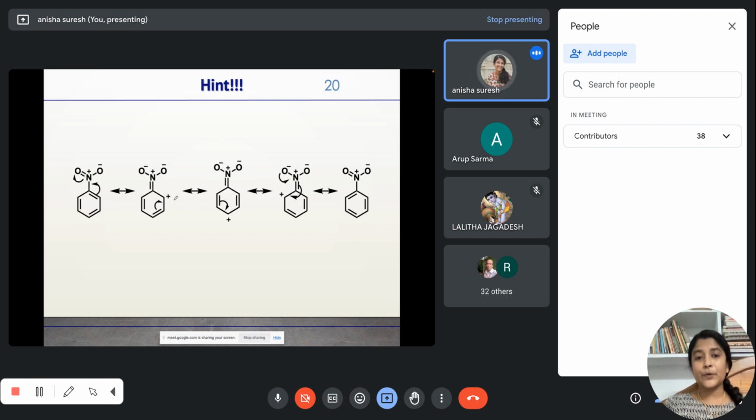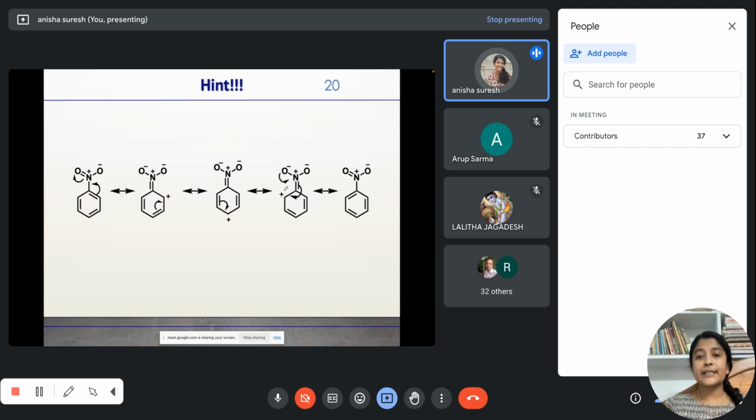Now since there is a positive charge at the center, this double bond can delocalize over here, resulting in the formation of a positive charge over here. Then since there is a positive charge over here, this double bond will migrate in this direction, and it will give a positive charge over here.